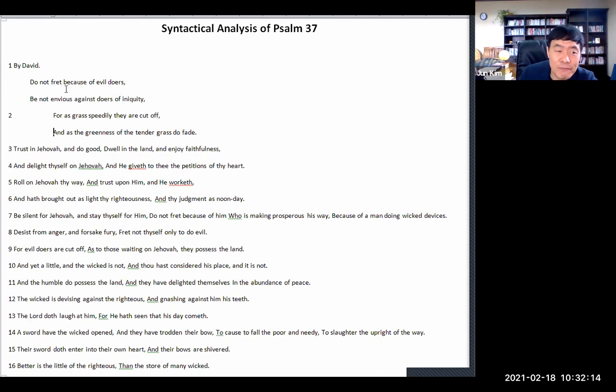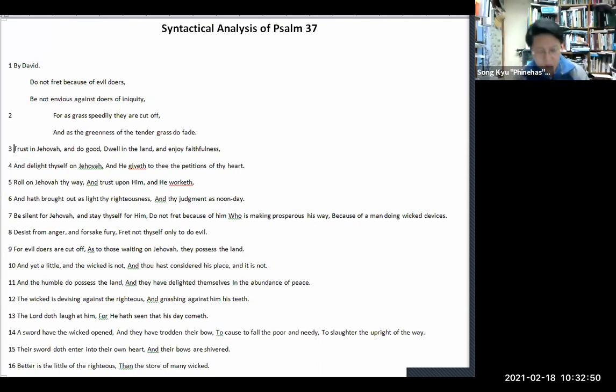Okay, so looking at these 4 sentences, what can you get? The main idea: do not fret because of evildoers, and be not envious against doers of iniquity. These 2 ideas are the main idea. But these 2 ideas appearing in verse 2 are providing us why. Okay, and let's move on to verse 3. Trust in Jehovah. So what do you think? Is it first level or second level?